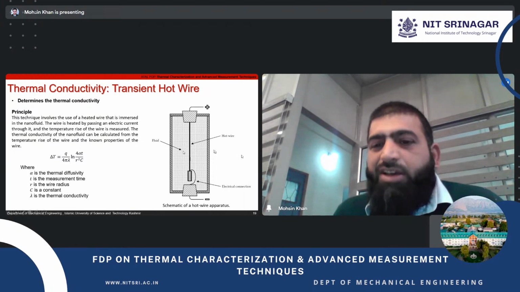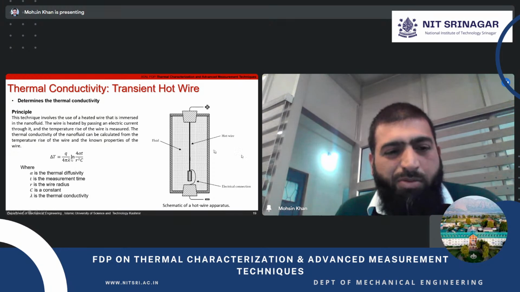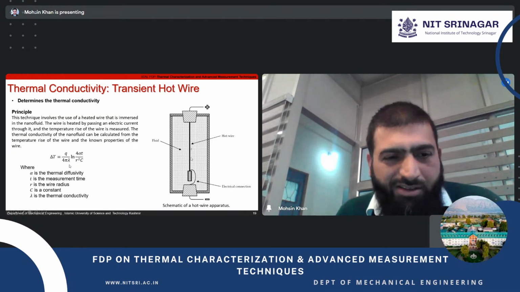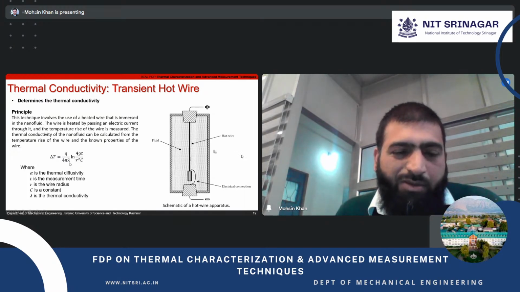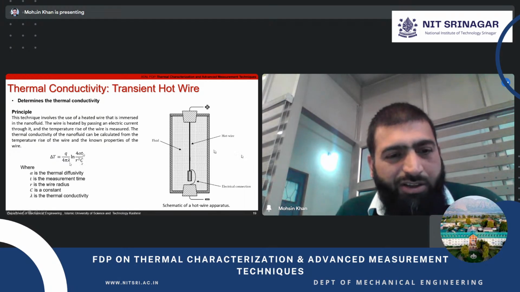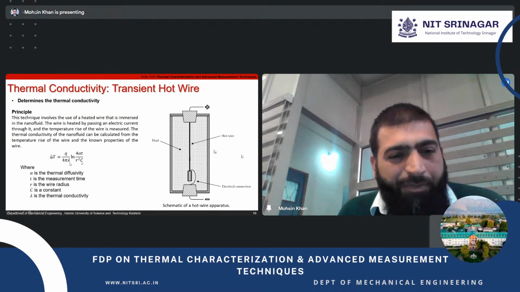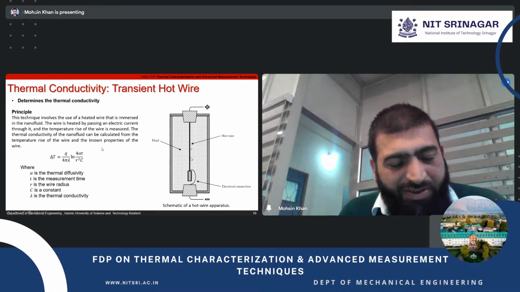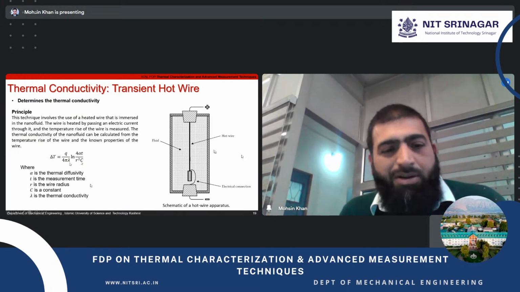We measure the rise in the temperature of the fluid, and based on the particular solution of Fourier's law, we use the relation delta T equals Q by 4 pi lambda times ln of 4 alpha t by R square C. The whole term 4 alpha by R square C is constant. The only variable is ln t, and here is delta T. So we measure the change in temperature as a function of time. Based on the specific solution and the slope, we can determine the thermal conductivity.